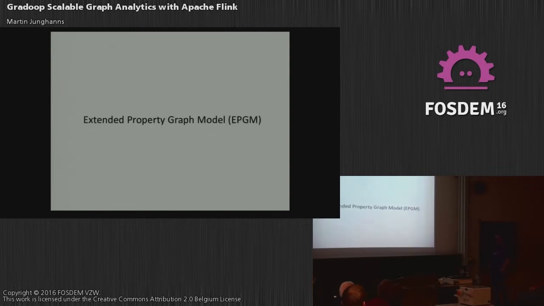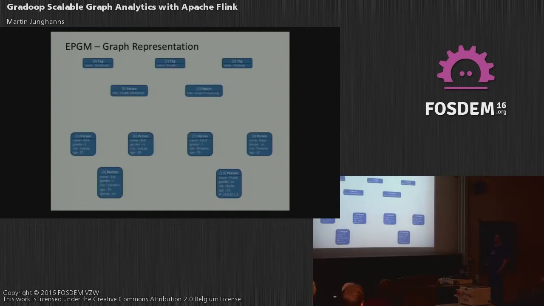Okay, let's talk about the data model. I guess many of you are familiar with the property graph model. Many more? Okay. The property graph model is used in many graph databases, for example, Neo4j, and has been widely accepted in industry and also in academia. So we thought it's maybe a good idea to just use that model and extend it, because it's really good for storing heterogeneous data.